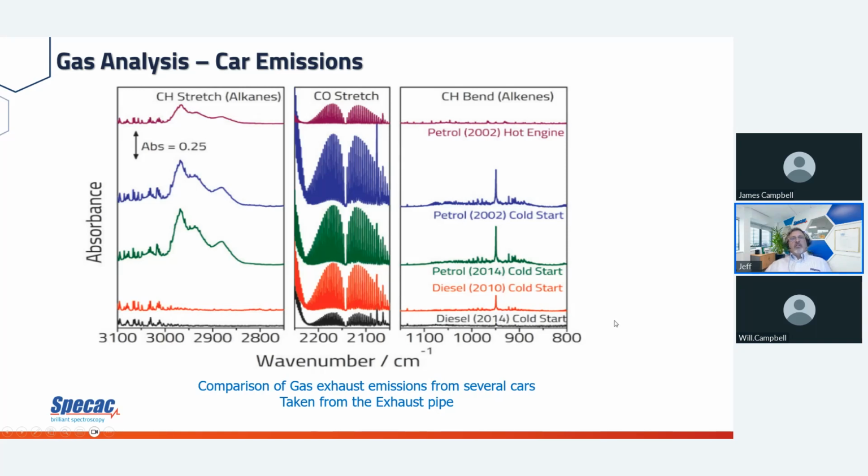And the nice thing about it is it was an easy experiment to do. We just pulled a little vacuum on a gas cell, went to the exhaust, opened up the valve, sucked in the gas, and put it back into the FTIR and took the analysis. Quite easily done, quite nice.